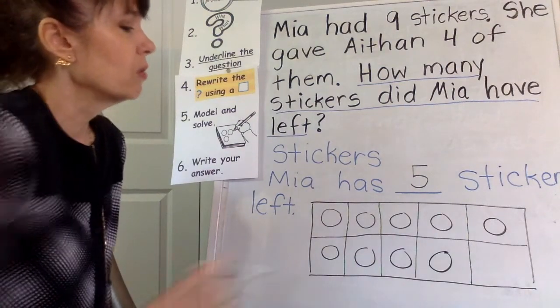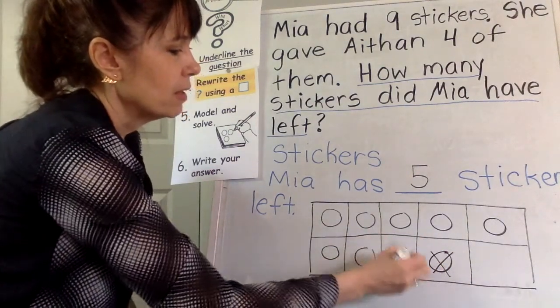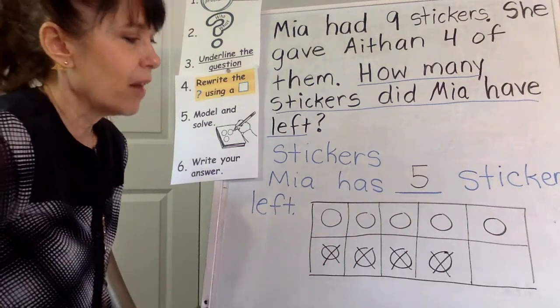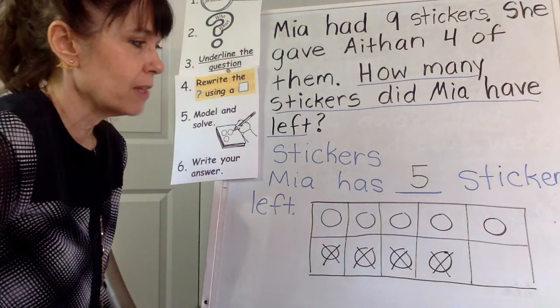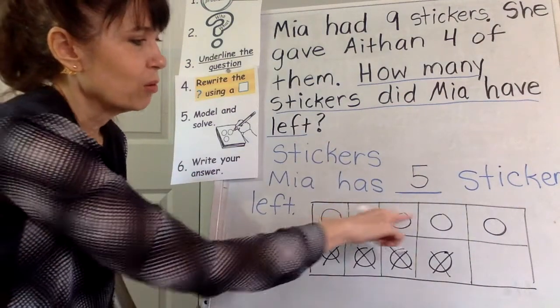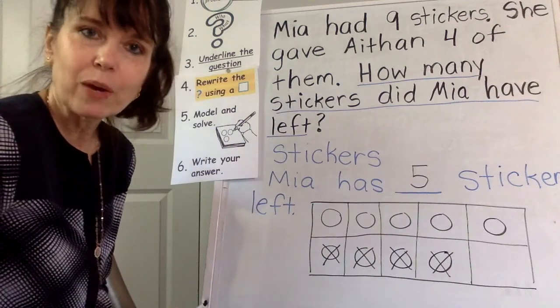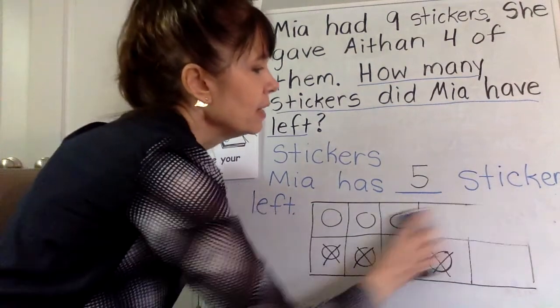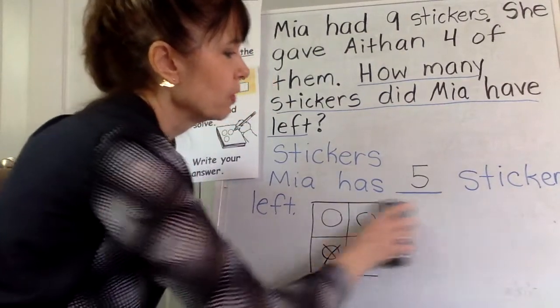And I'm going to cross out 4 of them. And look at that. I can easily see that that's 5 because half of the 10 frame is now filled in. So there are the 5 stickers. 1, 2, 3, 4, 5. So that's another way you can model a problem. Use a 10 frame. I'm going to show you one last way that we can model this problem.